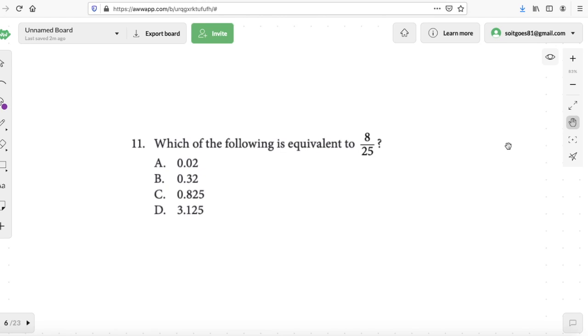If you are going to eliminate some answer choices, what answer choices are you going to eliminate? D. D is crazy, right? And why is D so insane? Because it has a number in front of the decimals. Yeah, which means that that's over. Answer choice D is 3.125. That's more than 3, right? And here we're talking about a fraction that's less than 1, right?